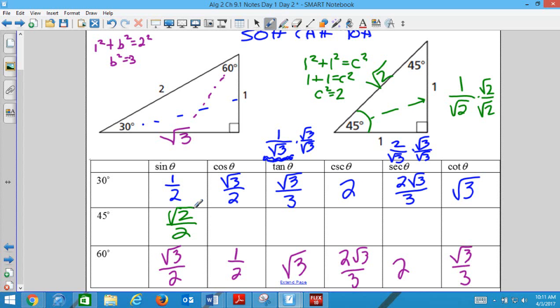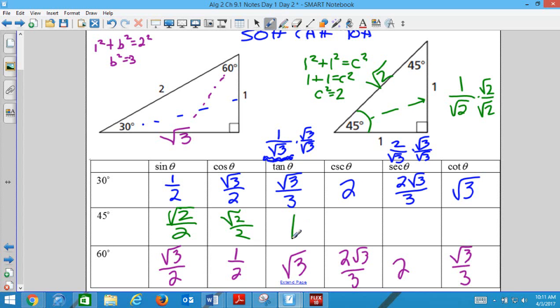Okay, so now we're going to do cosine of 45 degrees. So cosine of 45 is 1 over radical 2. Exact same answer, so square root of 2 over 2. Because the sides are the same, cosine and sine are exactly the same. Tangent of 45 is 1 over 1, side over side.